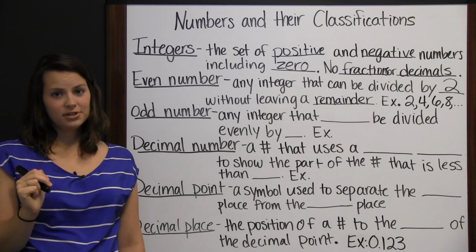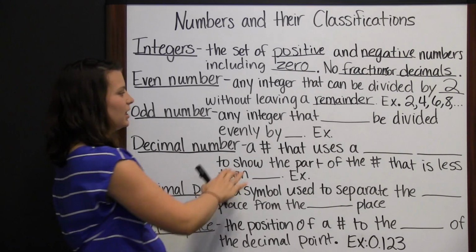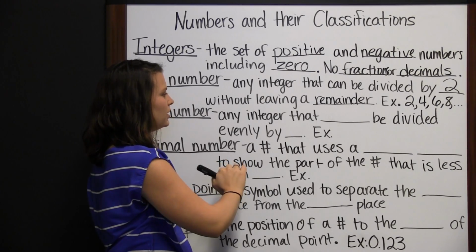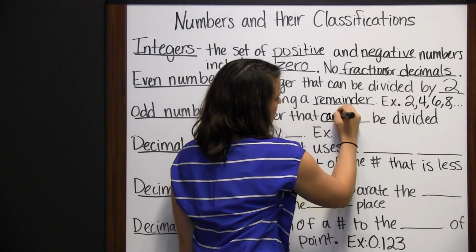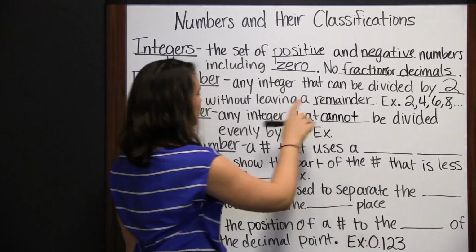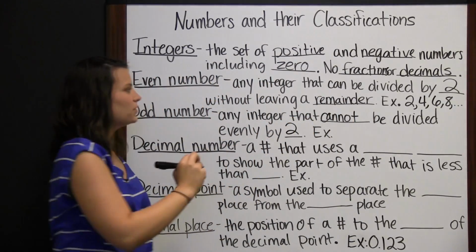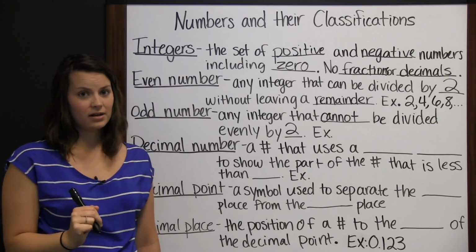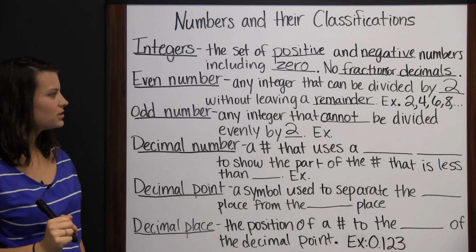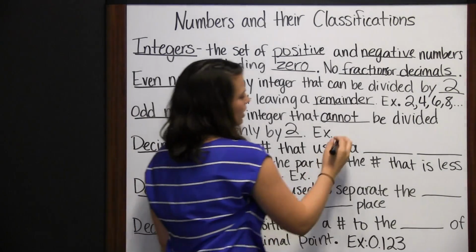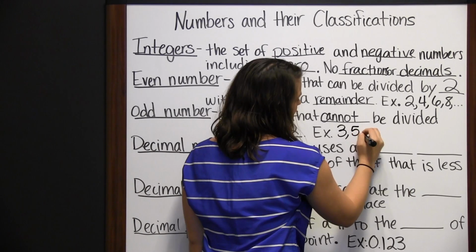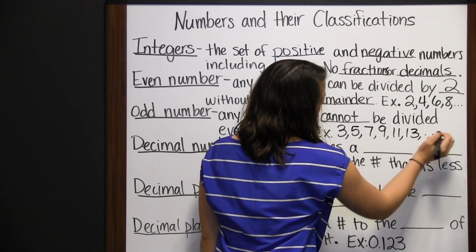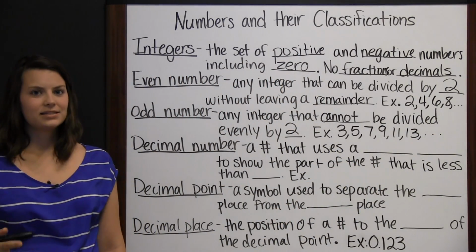Next, we have odd numbers. An odd number is, again, any integer, so no fractions or decimals, only positive and negative numbers including 0, that cannot be divided evenly by 2. So the exact opposite of an even number. Even numbers can be divided by 2 evenly, and odd numbers cannot be divided evenly by 2. And so an example of those numbers would be numbers like 3, 5, 7, 9, 11, 13, 15, 17, 19, etc.